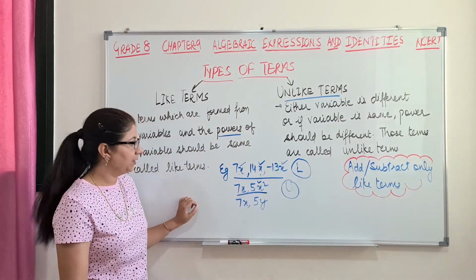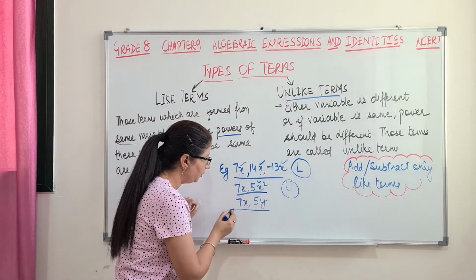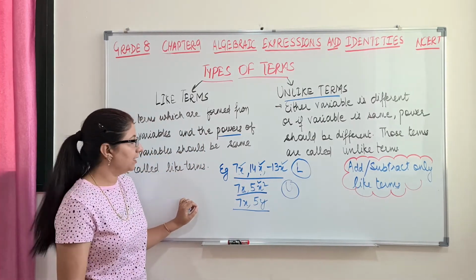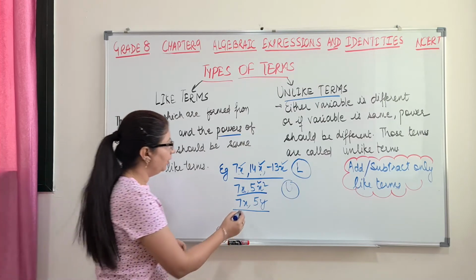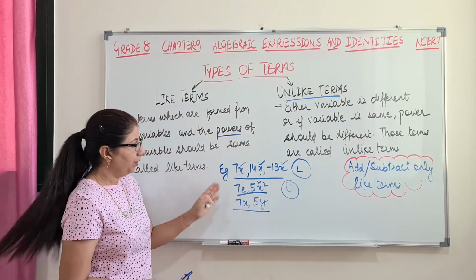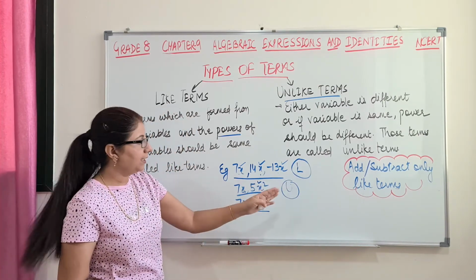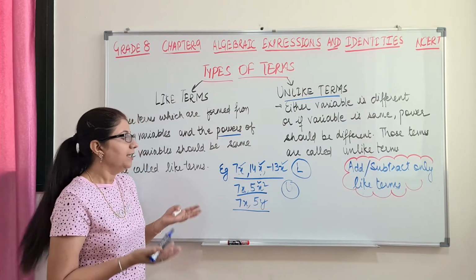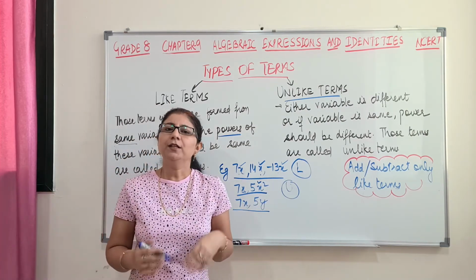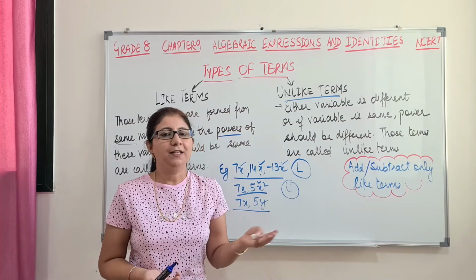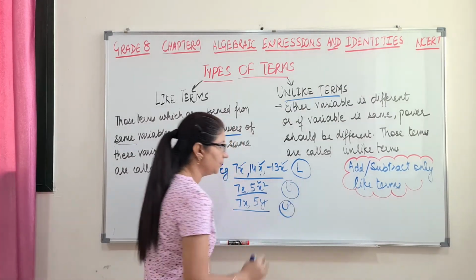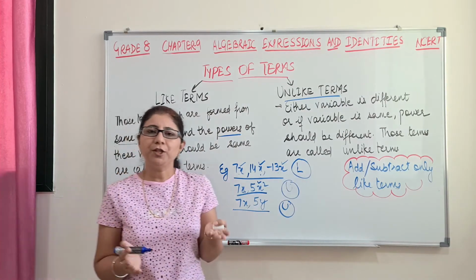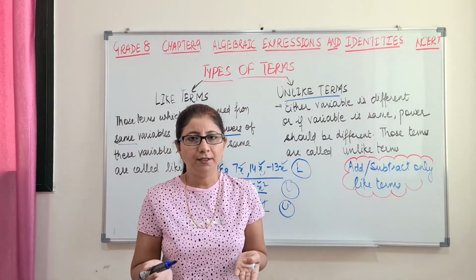Now let's see our third example. Here we have two terms again, that is 7x and 5y. The first thing is we should check our variable. Here the variables themselves are different. One term has variable x and the second term has variable y. Since variables are different, there is no need to check their powers and we can directly say that these are unlike terms. So now we can differentiate between like terms and unlike terms.